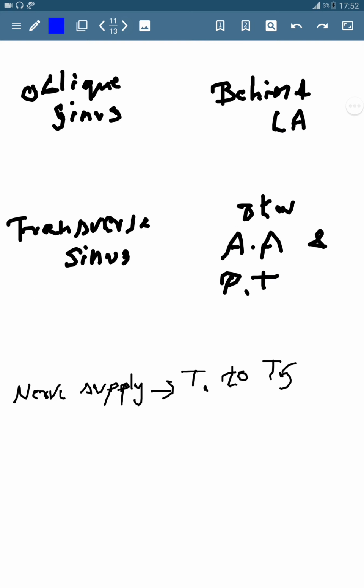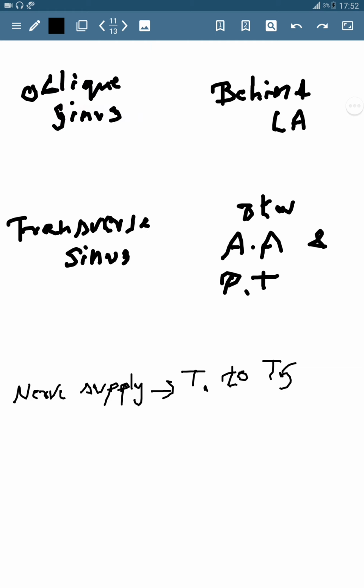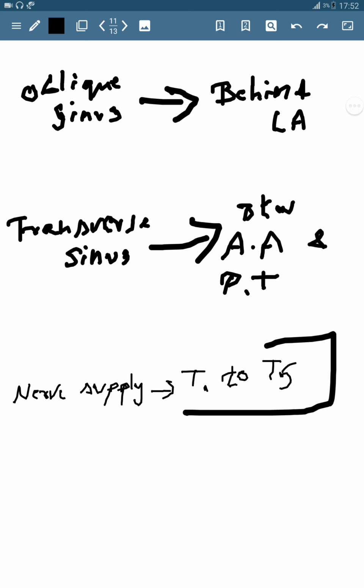Next are another two sinuses: the oblique sinus, which lies behind the left atrium, and the transverse sinus, which lies between the ascending aorta and pulmonary trunk. And the nerve supply of the heart is T1 to T5.